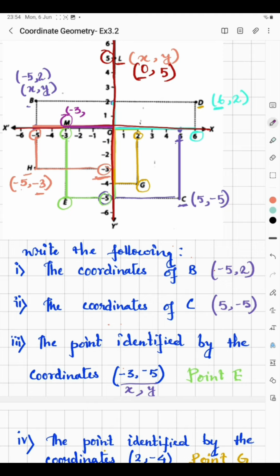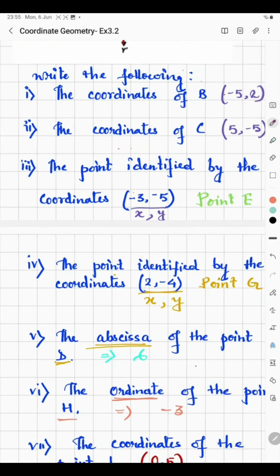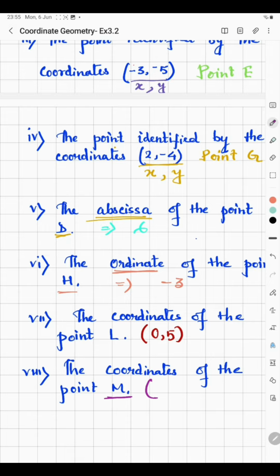Just now I said that a point can lie on the y-axis. Like here, point L lies on the y-axis, that's why the value of x is 0, because on the y-axis the value of x is 0 and on the x-axis the value of y is 0. So here the coordinates of the point M will be (-3, 0), because M lies on the x-axis. On the x-axis the value of y is 0, that's why the coordinates of the point M will be (-3, 0).